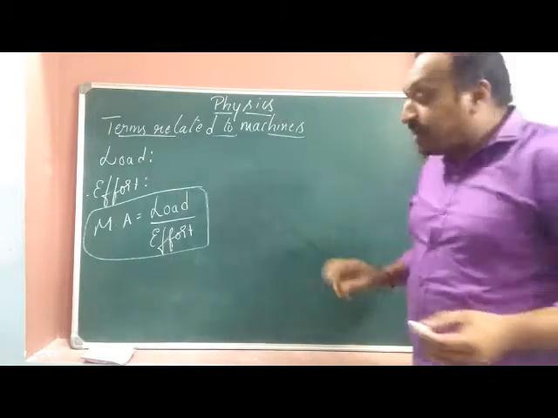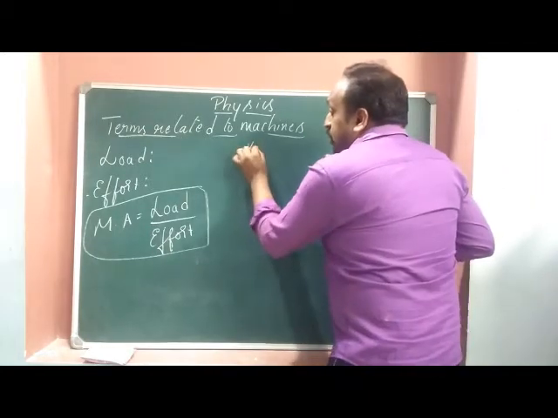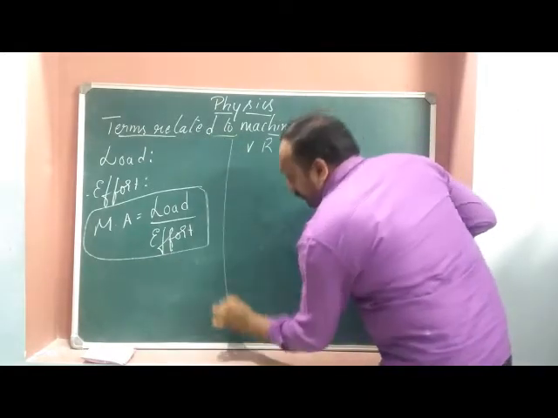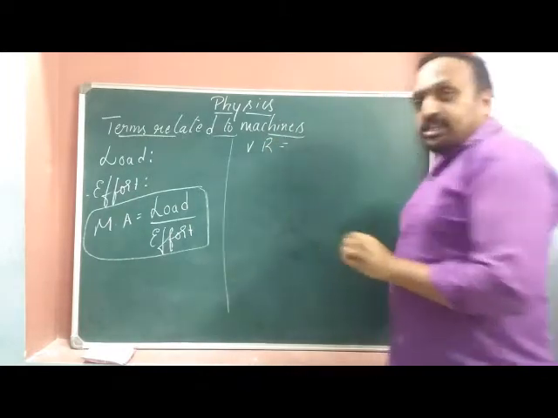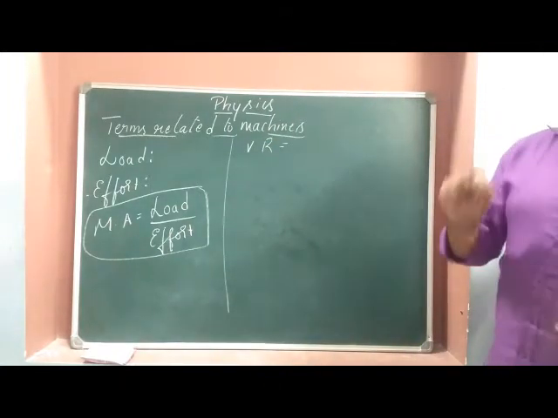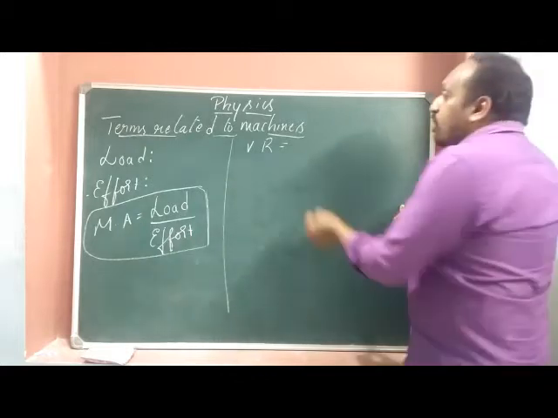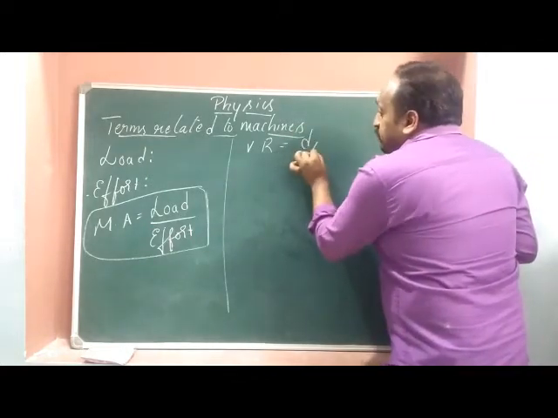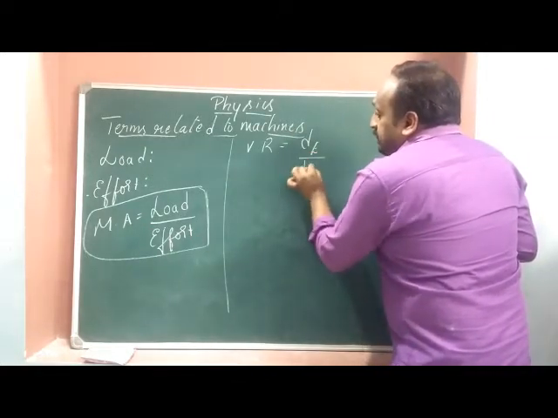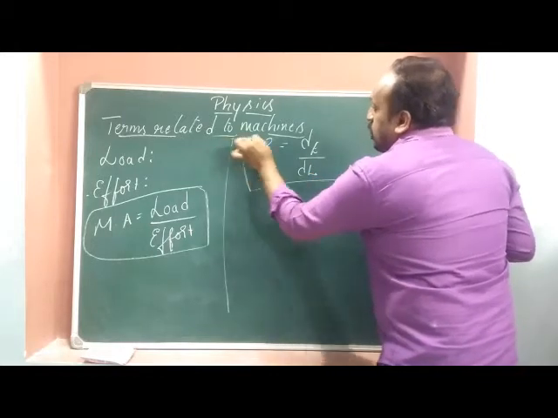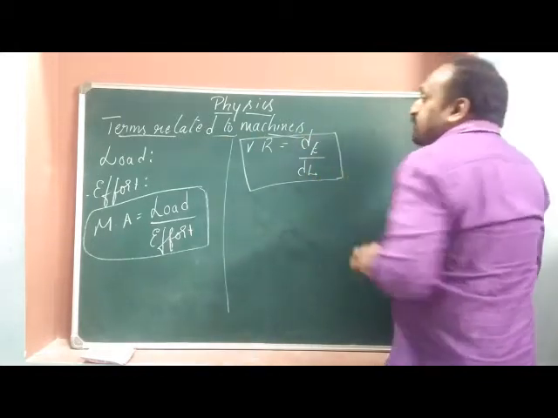One more term is there, that is velocity ratio. So what is velocity ratio? The velocity ratio is the ratio of displacement of the effort divided by displacement of the load. This is also important.